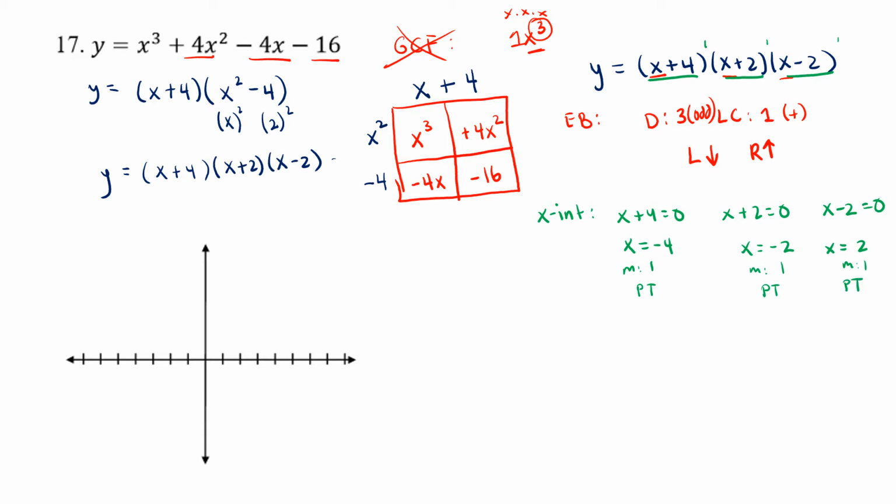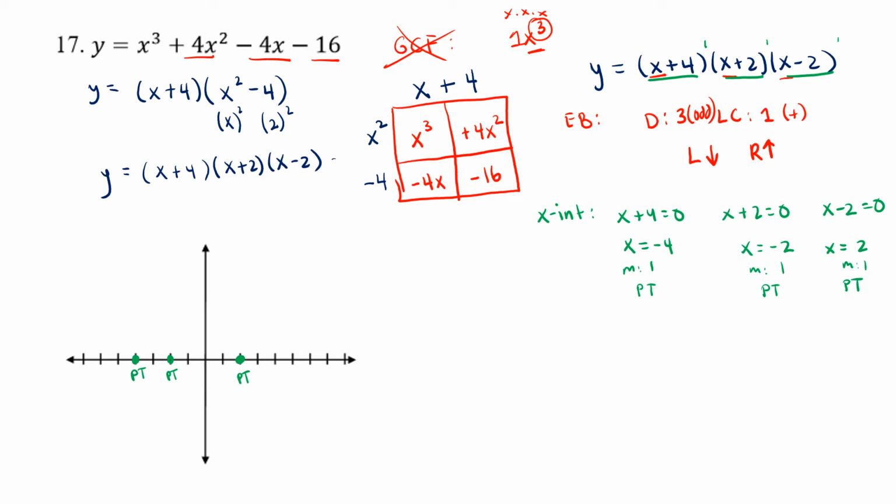Okay, so our x-intercepts are taken care of. I'm going to put those on our graph now. We have one at -4, and we're passing through. We have one at -2, and we're passing through. And we have our last x-intercept here at +2, that's passing through.